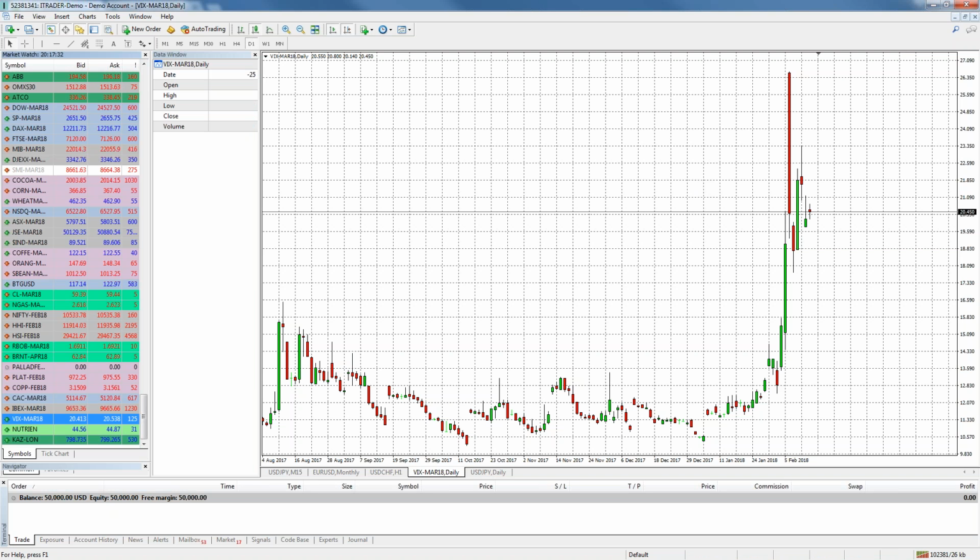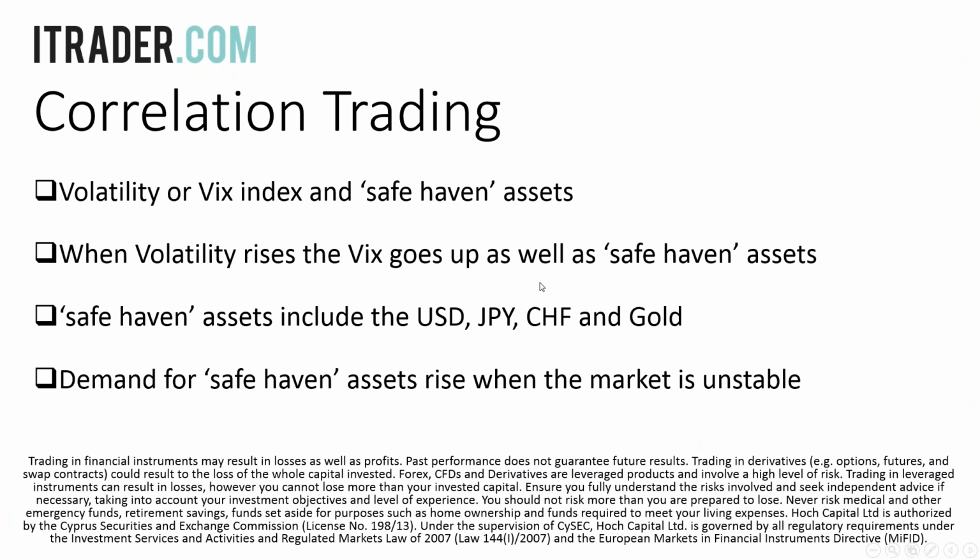So as we said, when volatility rises, the VIX goes up, as I showed you, as well as safe haven assets. Safe haven assets include the US dollar, Japanese yen, Swiss franc, and gold. These are the major assets that, out of my experience, have very high volatility.